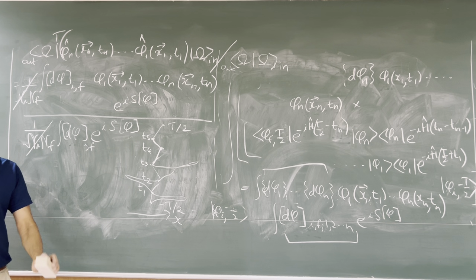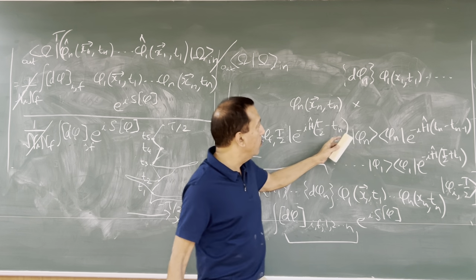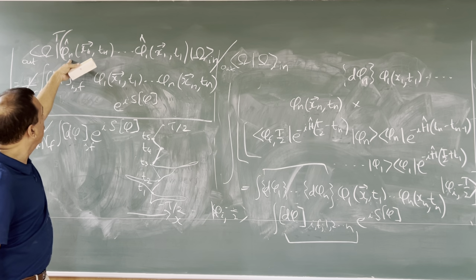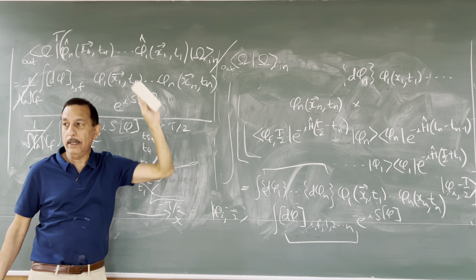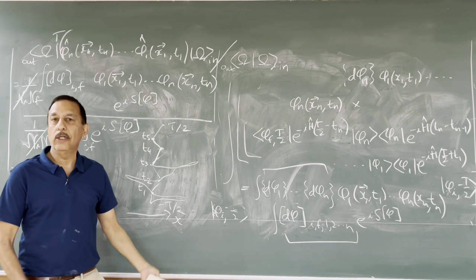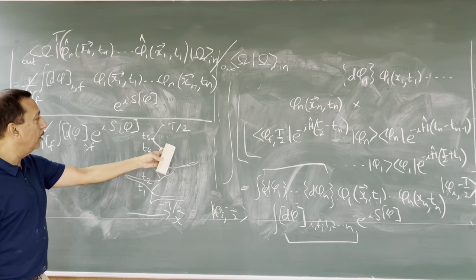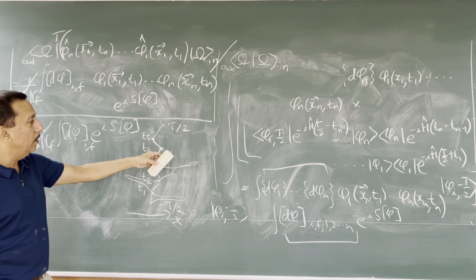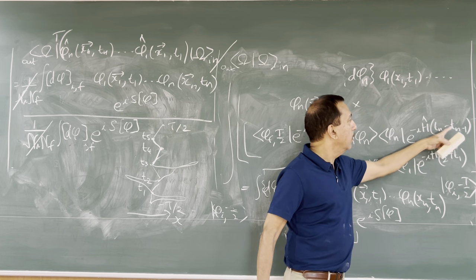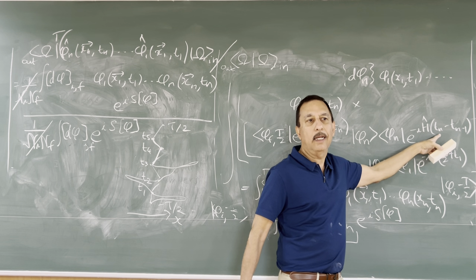So there are two steps. One is inserting a complete set of field eigenstates at the location of those original operators, phi 1 up to phi n. That means at the times t1 to tn. That induces these integrals. And then you do the usual path integral for all the intermediate propagation between any two regions where no phi is inserted. So between t n minus 1 and t n, there's no phi.